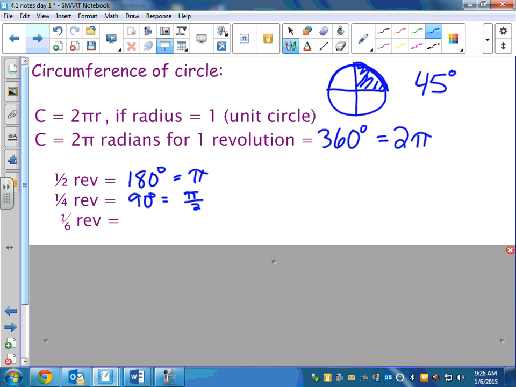Here, look, I have one more just for fun. 60. You're just going to take 1/6 times 360, which is 60 degrees. Or you just take 2 pi times 1/6. It's just pi thirds.